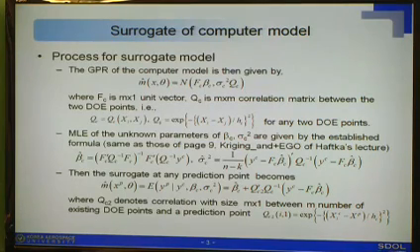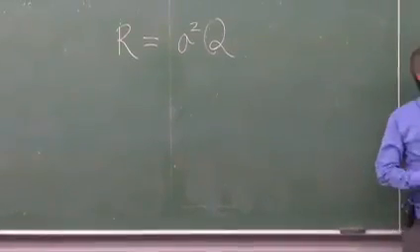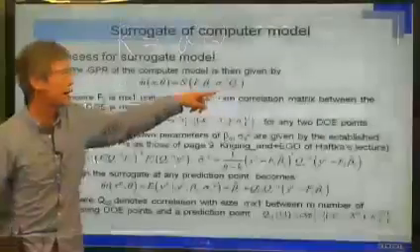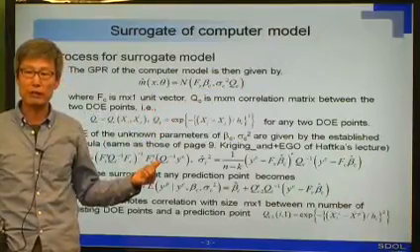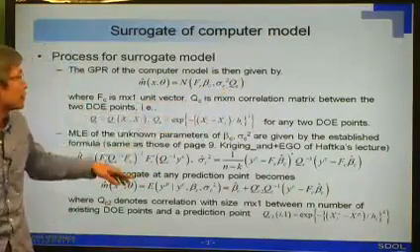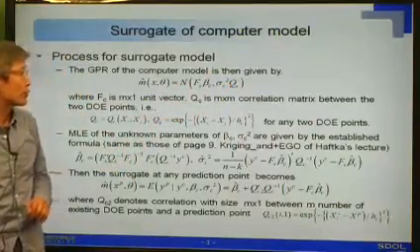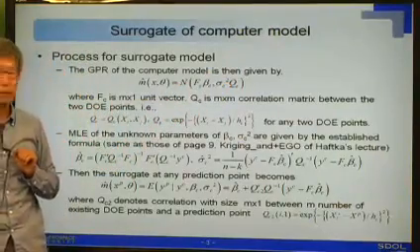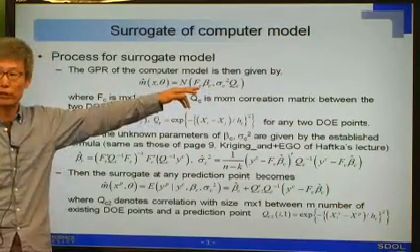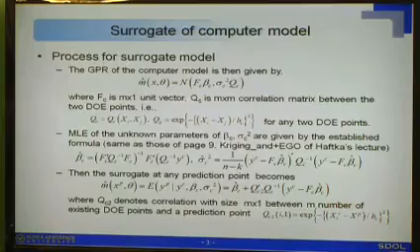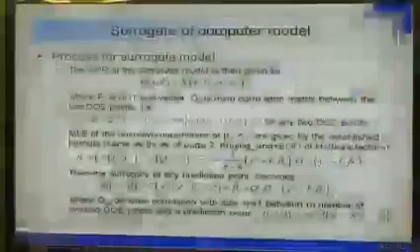R is given by sigma squared and Q. So this is R, which I will call the covariance matrix. And Q, other than sigma C, I will call the correlation matrix. The correlation matrix has no dimension, and R has the dimension of a variance. So you can make that distinction.